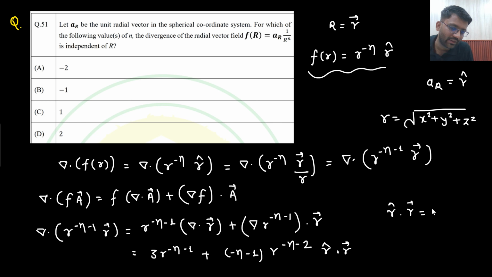If you don't want to remember it, then simply you can write the r vector as r times r cap. So r cap dot r cap will become 1. This is nothing but r only. So this will give you the result of r. So what will you be getting here? R to the power minus n minus 1.